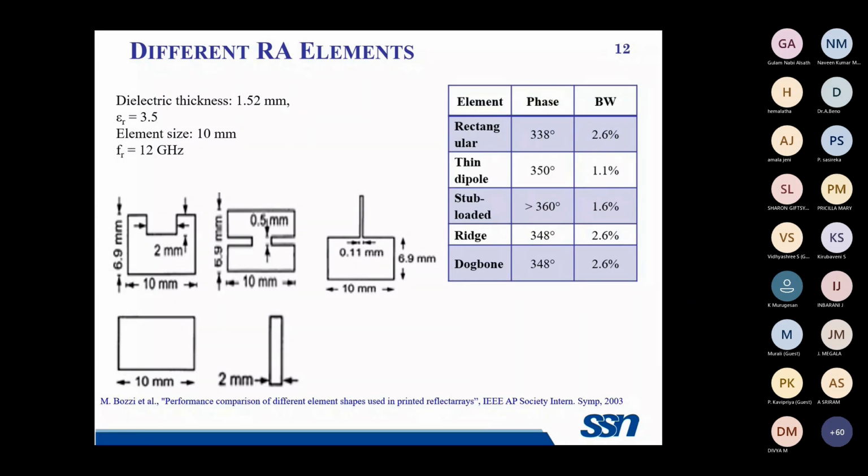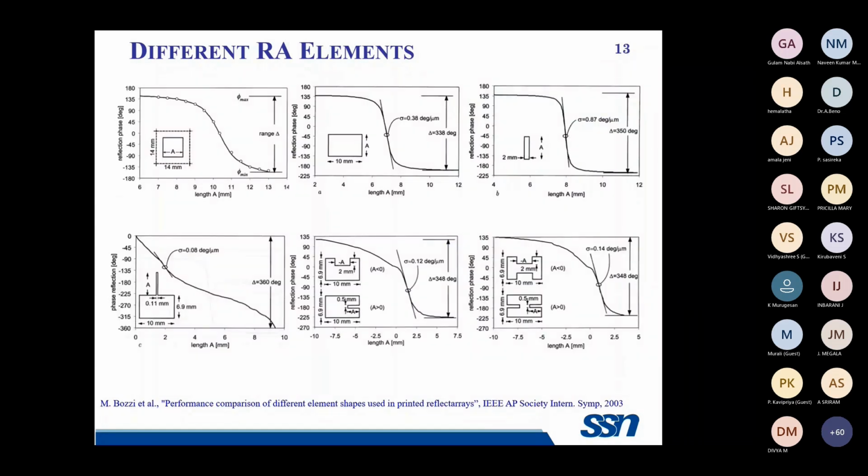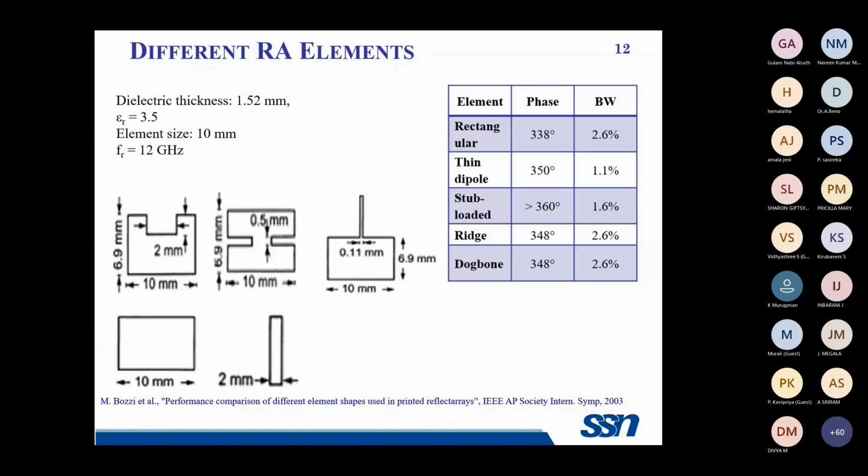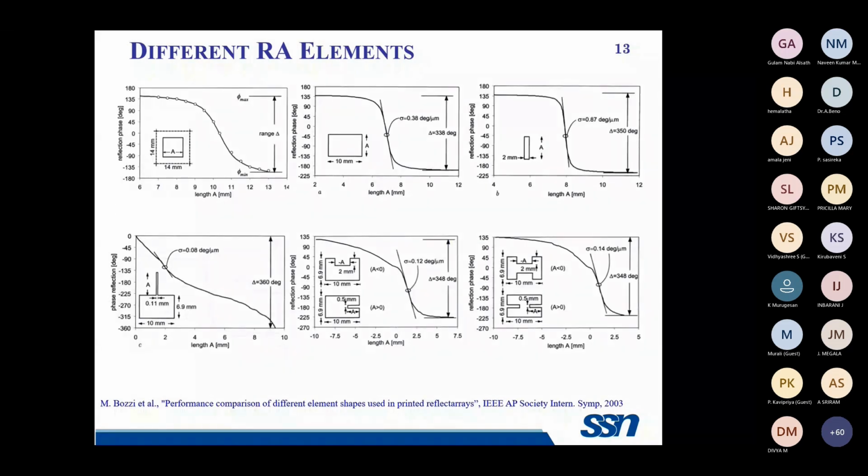So these are the points which we need to understand and take care of in designing our reflector array antenna elements. If we combine both the cases, a rectangular patch with a thin dipole, we have this loaded element, which we call a stub loaded element. In such stub loaded elements, you can see that the slope is much reduced. It is 0.08 degree per micrometer, and the phase range was also increased to 360 degrees. So this is how we need to work. We need to obtain an increased bandwidth and an increased phase range. In such a manner, our element of the reflector array should be designed.